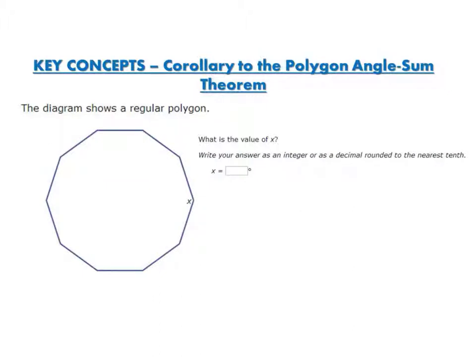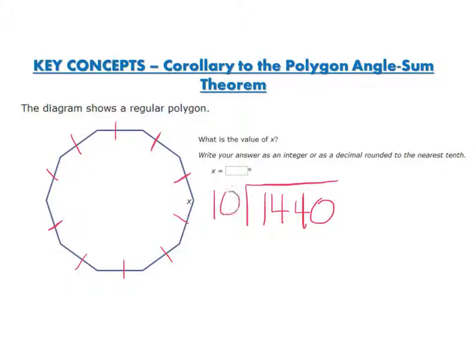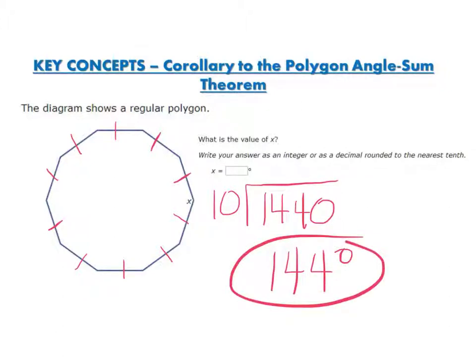So I have a regular polygon. That means all of the angles have the same measurement, and they want to know what the value of x is. So once again, I need to find out how many sides there are. So I have 1, 2, 3, 4, 5, 6, 7, 8, 9, 10. So again, I have 10 minus 2 is 8, and we saw earlier that 8 sides has a total measure of 1440. And now I need to find out how much each one is worth. So I have to divide that by 10, which gives me each angle measures 144 degrees.